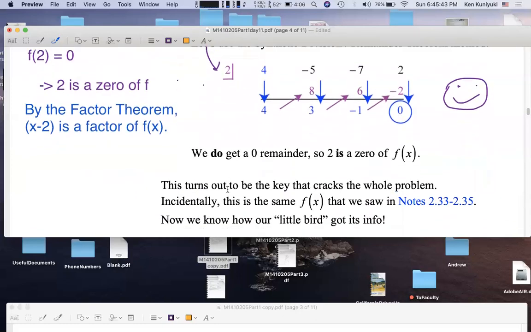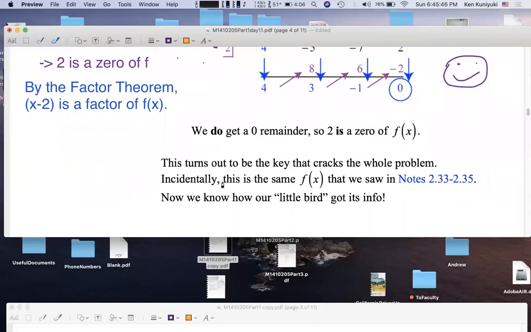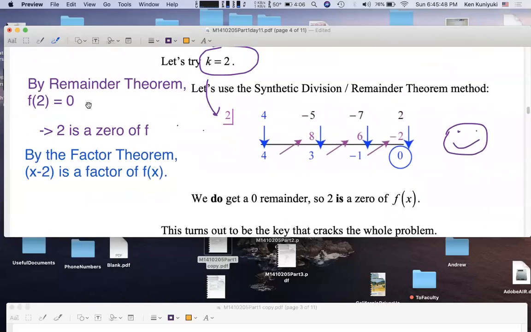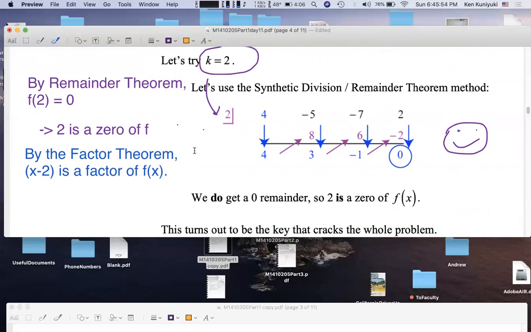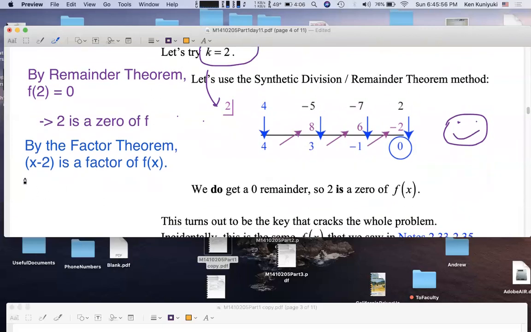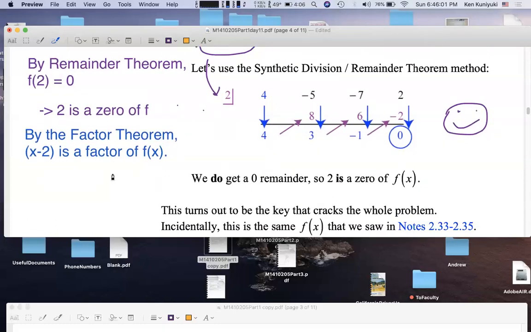Which means that, oh, and by the way, this verifies that the little bird was right. And by now, you have the skills to either eat the bird or let it go free. Maybe you're vegan. So anyway, x minus 2 is a factor. We know 2 is a 0, so x minus 2 is a factor.